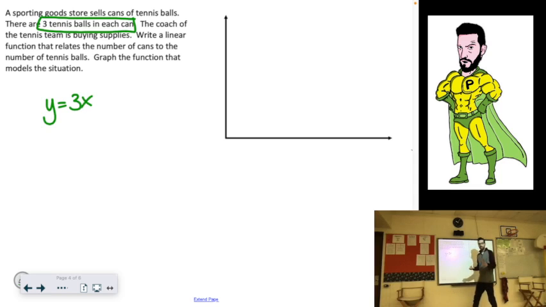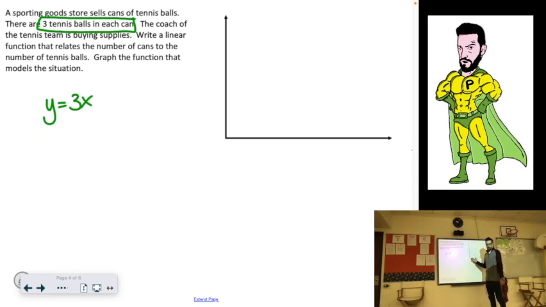Now remember, the y-intercept is like, are we starting with any tennis balls already? So let's read the rest of them. The coach of the tennis team is buying supplies. Write a linear function that relates the number of cans to the number of tennis balls and graph that. We're not starting with any tennis balls, so our y-intercept is 0.